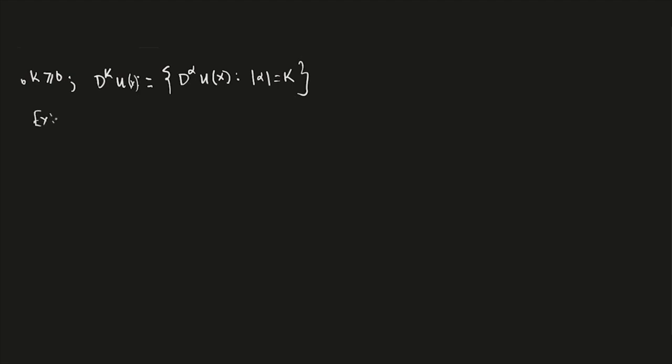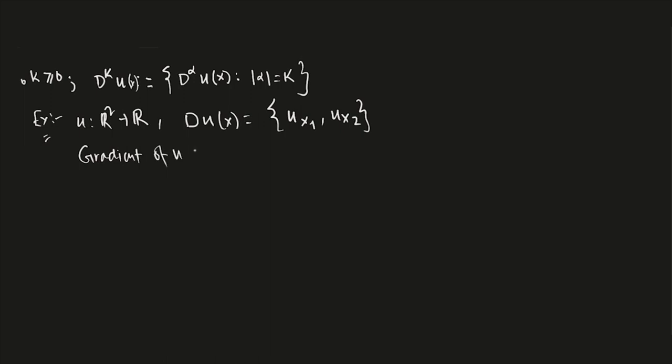So for example, u again from R2 to R, and I want to write what is Du of x. Du of x in this case will be a set which contains u_x1, u_x2, right? It should contain like this. But generally we also write the gradient of u. Gradient of u of x, this is Du of x, and that is given by, we also write it like this: u_x1, u_x2. So whenever we talk about gradient, we write it like a vector, u_x1 and u_x2. This is a vector, and we identify this with Du, which is a set which contains u_x1 and u_x2. So this is an identification, that's all. We can just think of it like this.